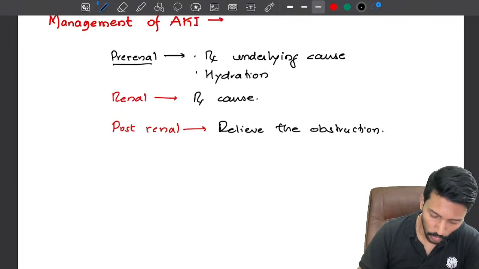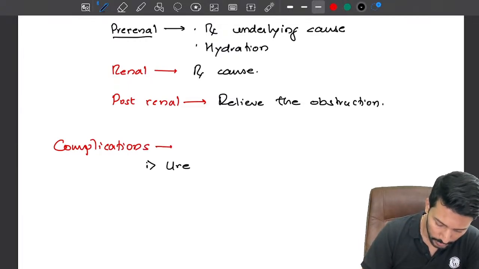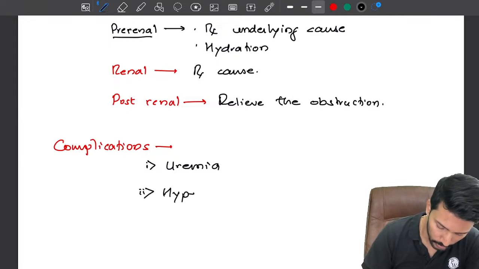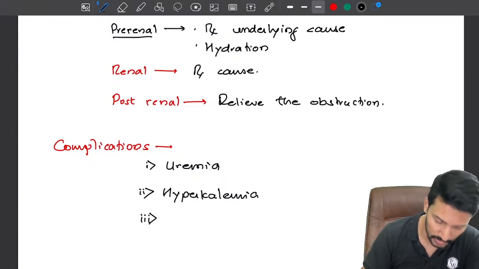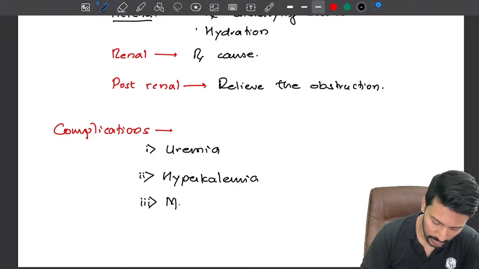Okay. Now, what are the complications of acute kidney injury that we can expect? The complications, important ones that I will list here. Number one, uremia, right? Number two, you can develop hyperkalemia, because it is the function of the kidneys to excrete potassium, and if there is a dysfunction, potassium excretion will be affected. Okay. Number three, metabolic acidosis.